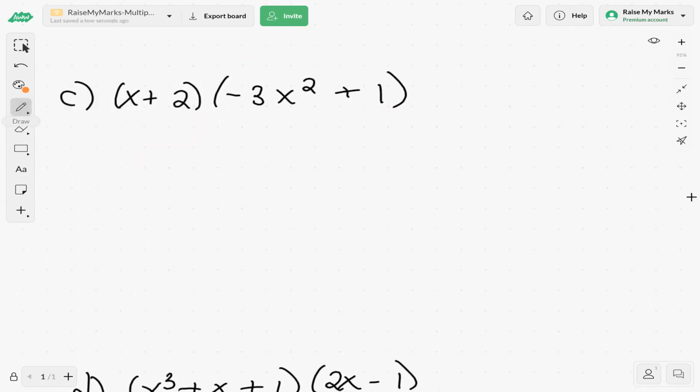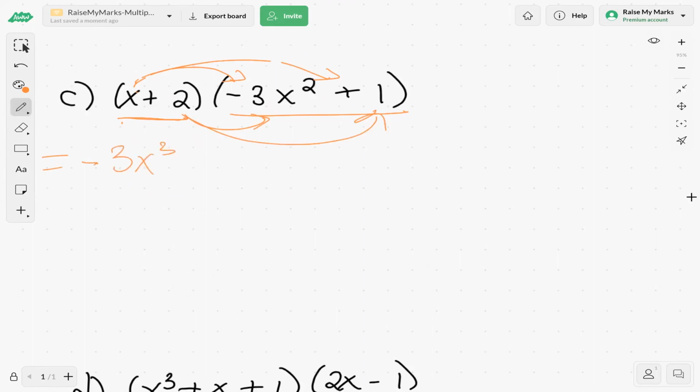All right, next one. In this situation, we have binomial times binomial. So we need to take each term of the binomial in the first polynomial and multiply it by each term in the second binomial, and similarly for the second term. So let's do that. We have x times -3x, -3x cubed, x times 1 plus 1. Then we have 2 times -3x squared, so -6x squared. 2 times 1 is plus 2.